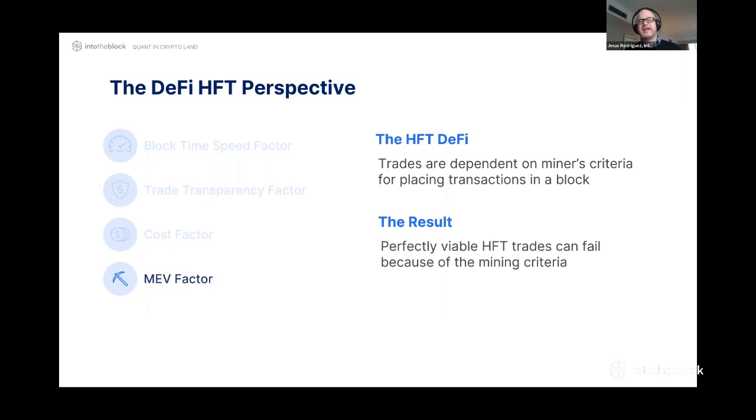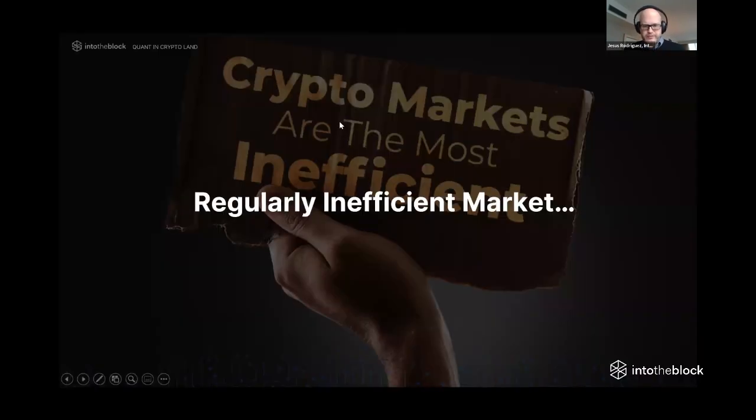Your strategies are highly dependent on the logic they use to mine transactions, to place transactions in a block. There are things like Flashbots that are trying to mitigate this, but it's definitely a factor that we should consider.